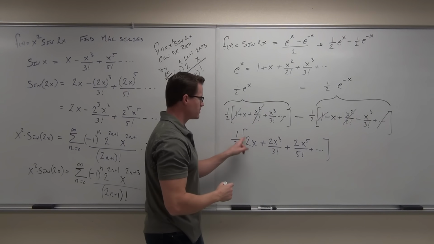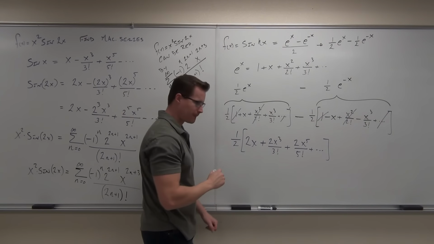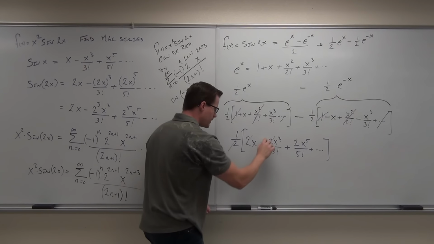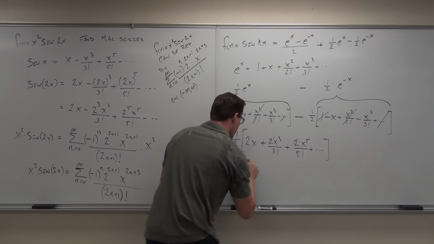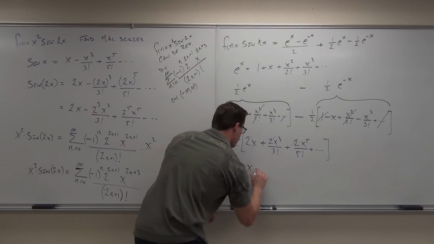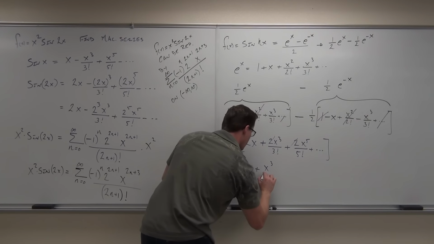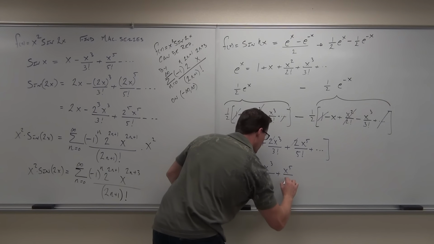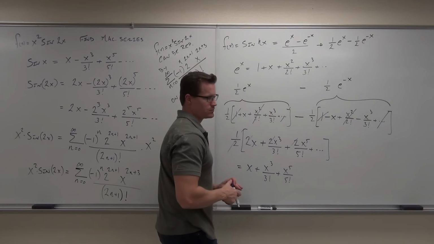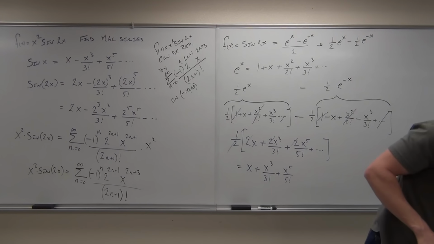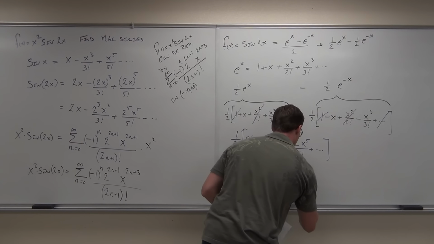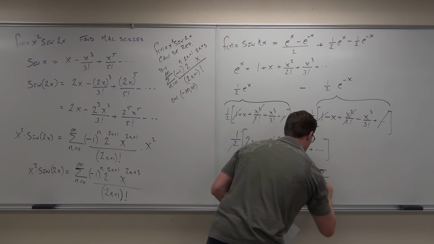Now, when I distribute by 1/2, what happens? With this one, and that one, and that one, and so on, and so forth. So this becomes x plus x to the third over 3 factorial plus x to the 5th over 5 factorial, which makes a series. Oh, let's do this together.